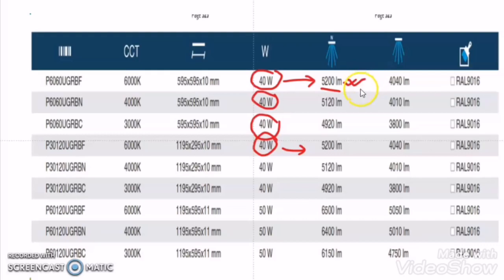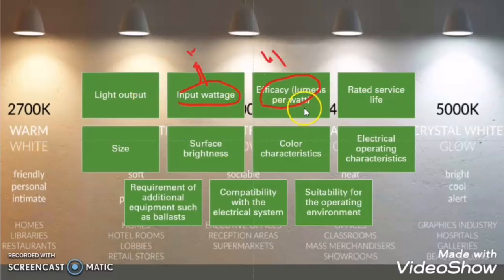More luminance means more light for the same electricity consumed. So which one is good for the consumer? The one emitting more luminance at the same watt. So this is also one of the decisive factors in selecting the light.